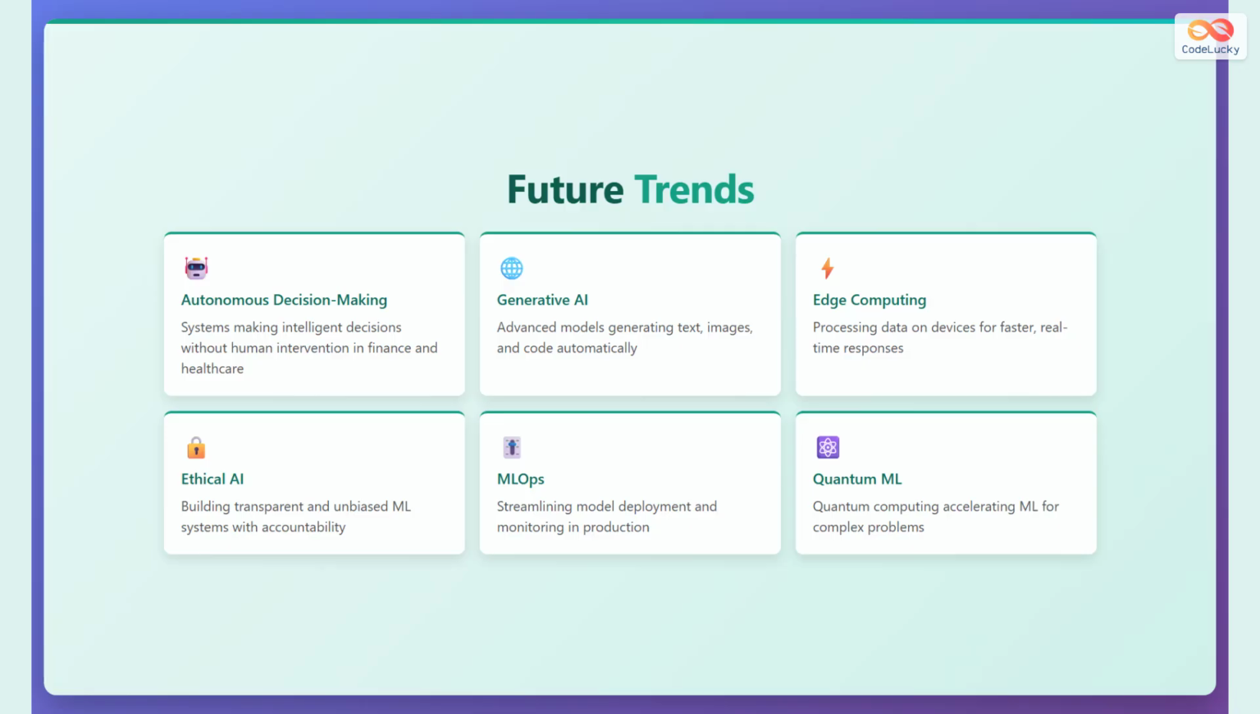Ethical artificial intelligence focuses on building transparent and unbiased systems with clear accountability. Machine learning operations, or MLOps, streamlines how models are deployed and monitored in production environments. Finally, quantum machine learning uses quantum computing to accelerate machine learning for extremely complex problems. These trends will shape how machine learning evolves in the coming years.